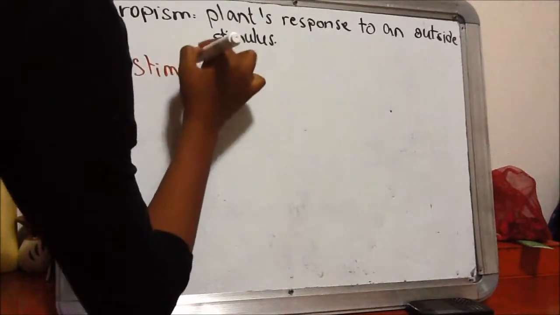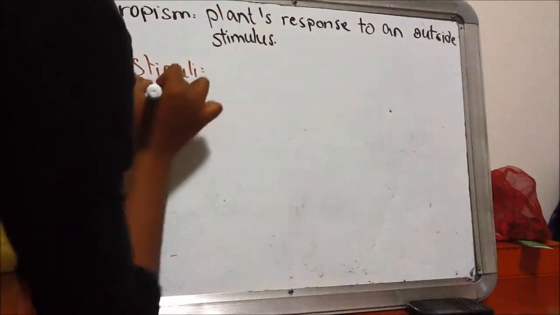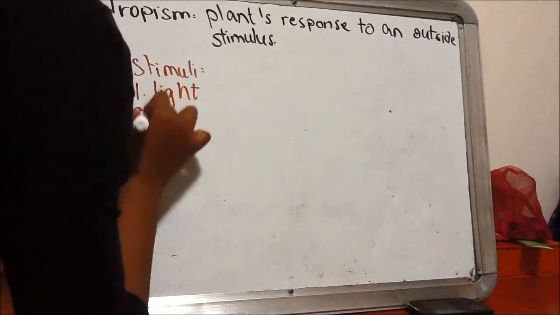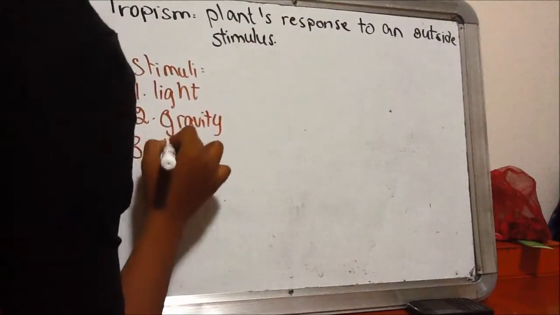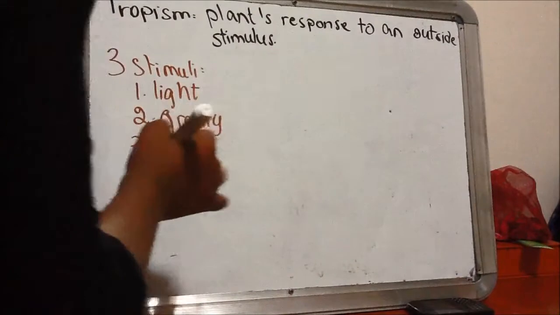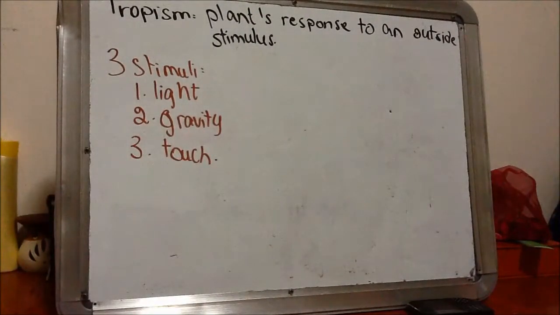Number 1, you have light. 2 gravity, and 3 touch. Now, I'll give you the 3 different names of tropisms according to each stimulus. For example, light, the tropism according to light, the reaction according to light is called a phototropism. Reaction due to gravity is called a gravitropism. Reaction due to touch is called thigmotropism.